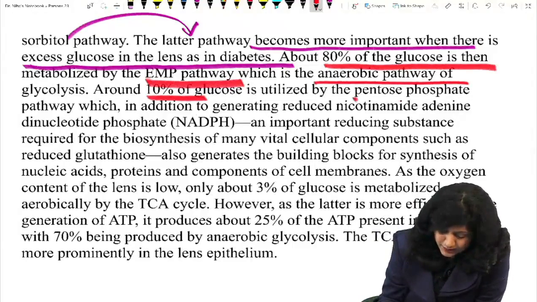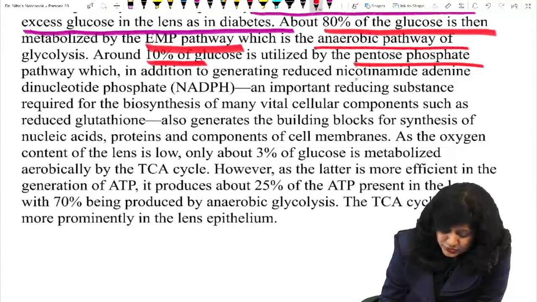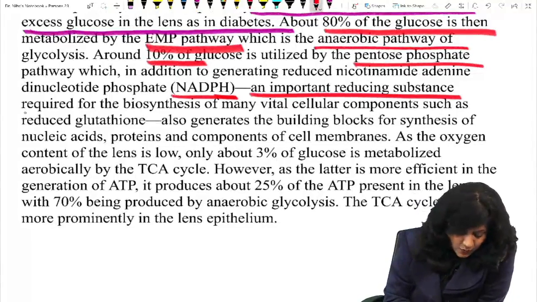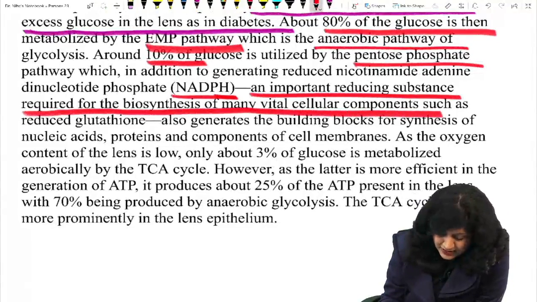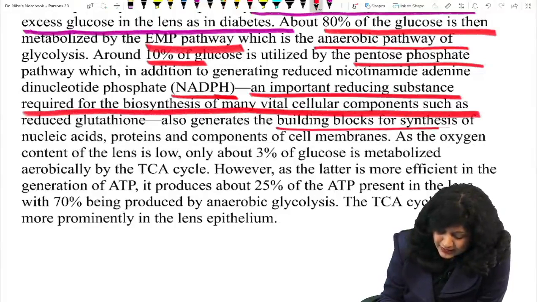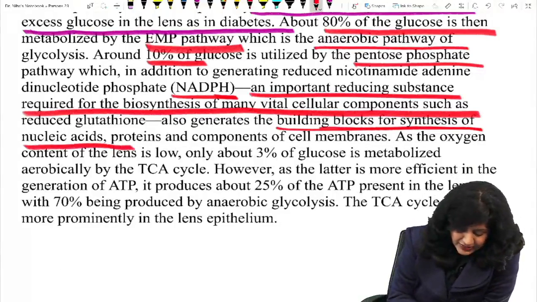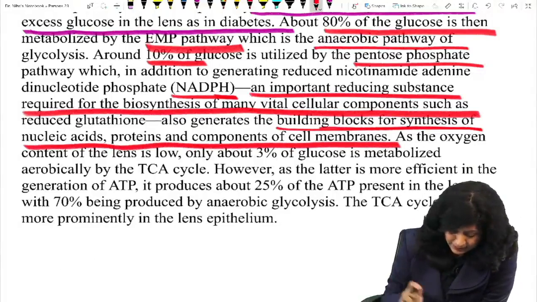10% is your pentose phosphate pathway. In addition to generating the reduced NADPH, an important reducing substance required for the biosynthesis of many cellular components such as the reduced glutathione, it also generates the building blocks. Building blocks means they are talking about the nucleic acids, the proteins, and the components of the cell membranes.